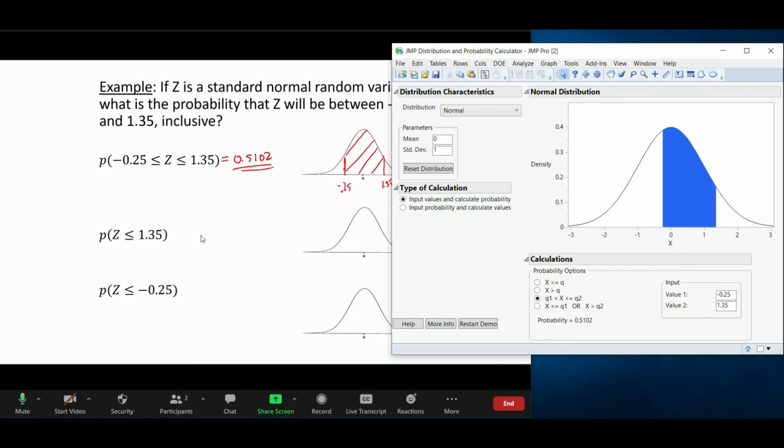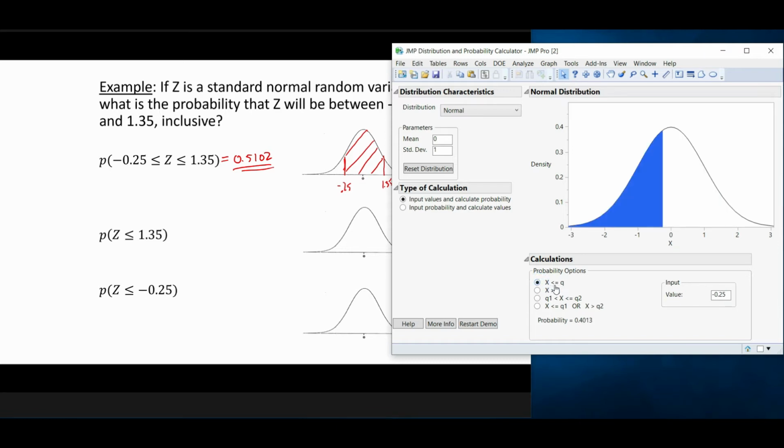But for us, let's just use this as an example to get the area that's below 1.35. So I still have a standard normal, still want an area. I'm going to change this to less than or equal to Q. I'm going to put in 1.35 here. And I'm going to notice that this gives me a lot of my distribution here. In fact, 91.15% of the area of this distribution is below 1.35. So that's my answer there, 0.9115.